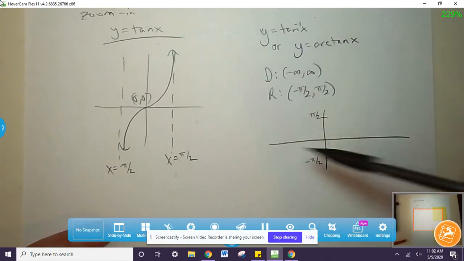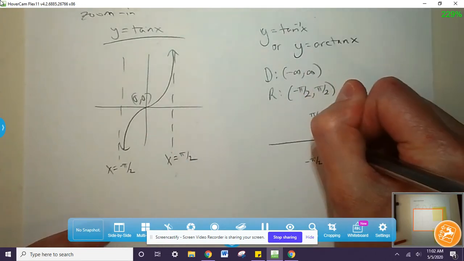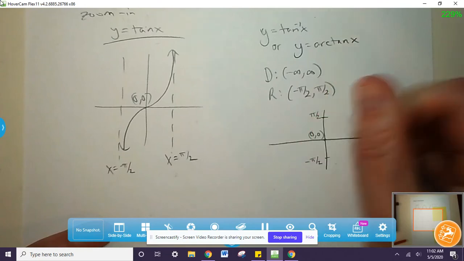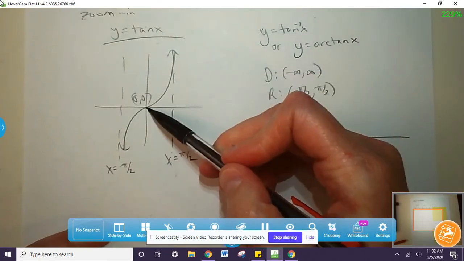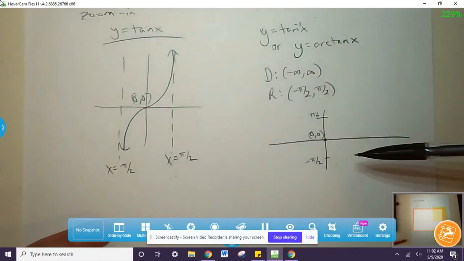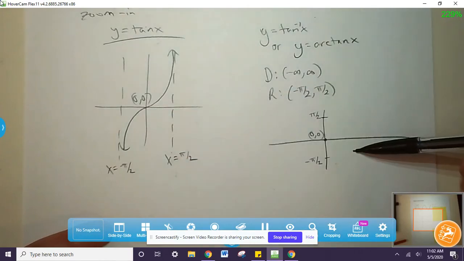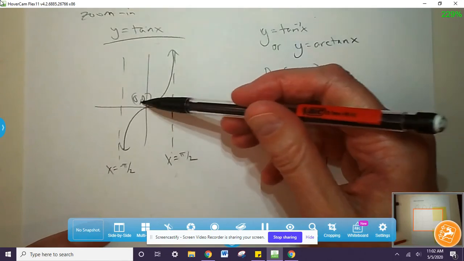Now we're going to reverse the ordered pairs. So I'm going to have (0, 0) here, and that's the only point on the graph that we have labeled. So in order to get the graph of the inverse, we have to use different clues than we used for sine and cosine, because we only have one ordered pair that's nice and clear here.